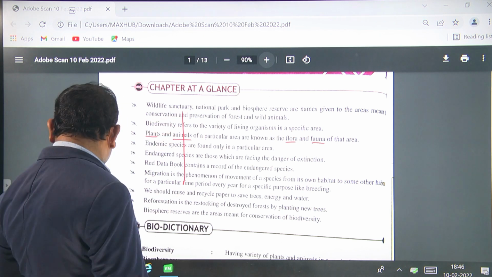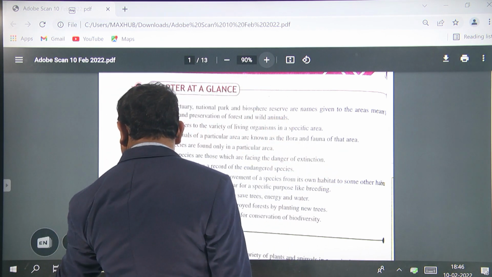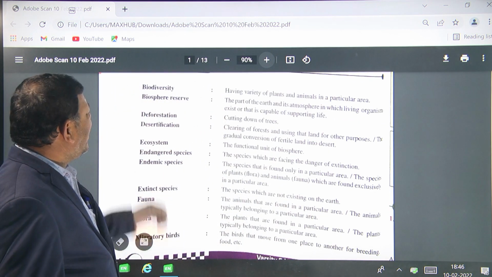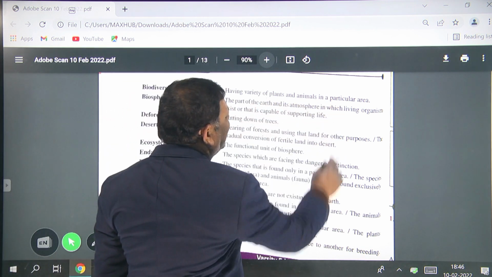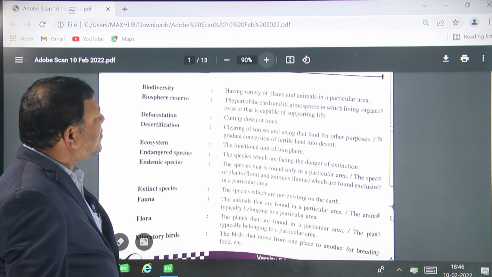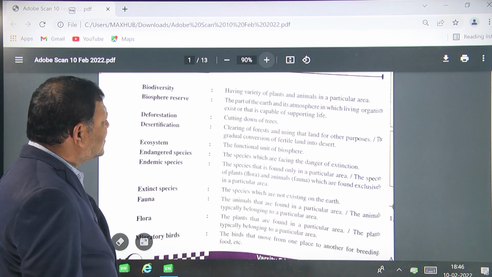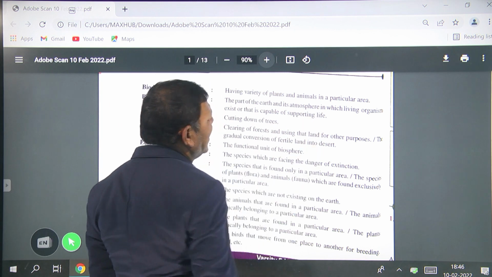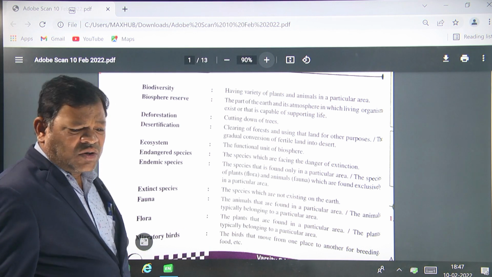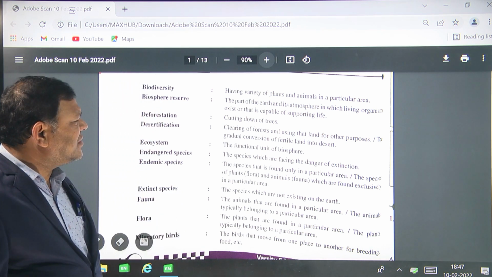Next, coming to the point. Biodiversity, having a variety of plants and animals in a particular area, is known as biodiversity. The biosphere is the part of the earth and its atmosphere in which living organisms exist, that is capable of supporting life. That environment supporting life is nothing but the biosphere.